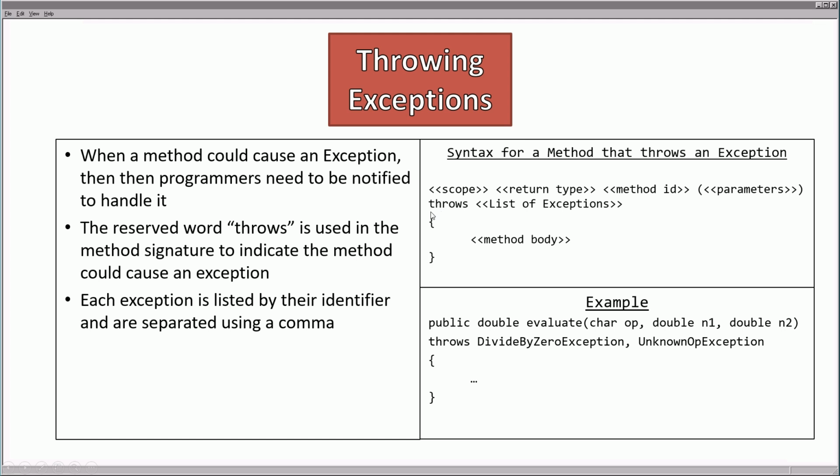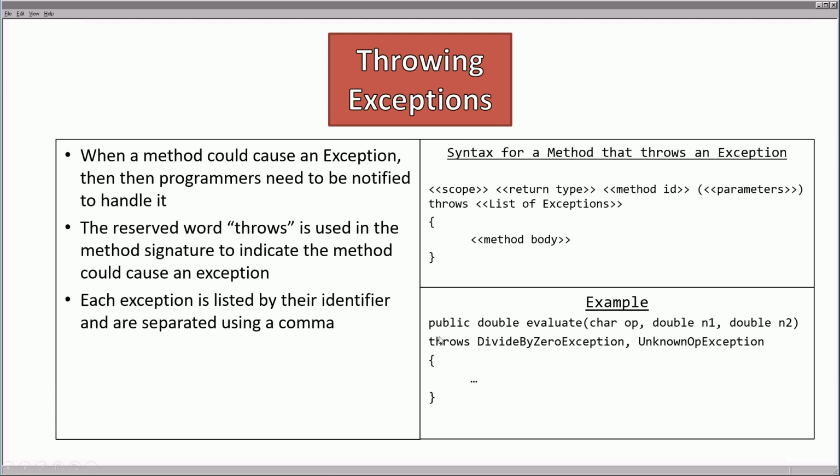We use the reserved word throws followed by a list of exceptions that this method could cause. This happens before the body of the method. Now each exception a method could cause is listed by their class identifier, and they are separated using a comma if a method could throw multiple types of exceptions.